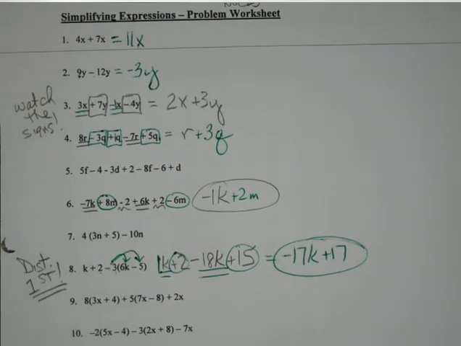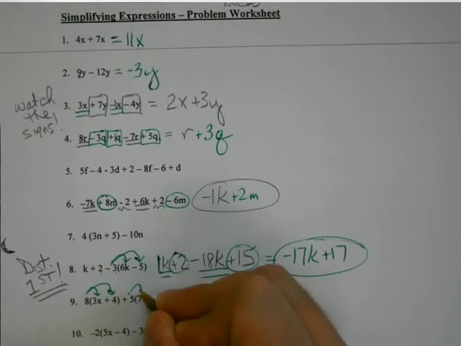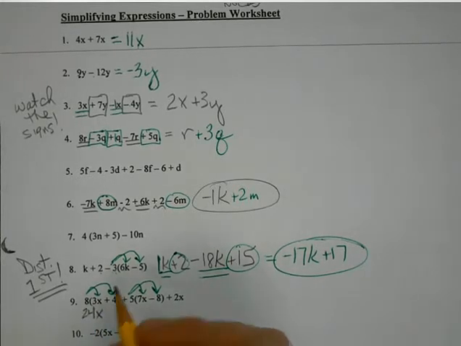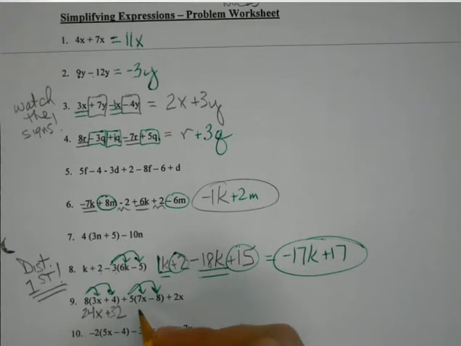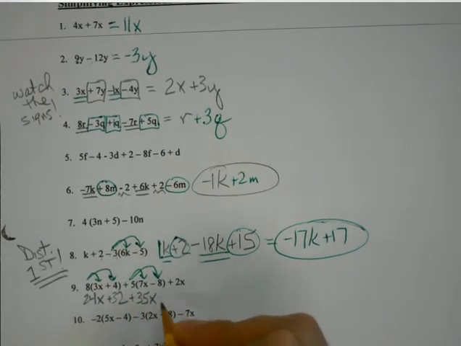Okay, number 9, same thing. We've got to do all the distributing first. When you distribute, it's to every term in the parentheses. So 8 times 3 is 24x. 8 times 4 is 32. 5 times 7 would be 35x.